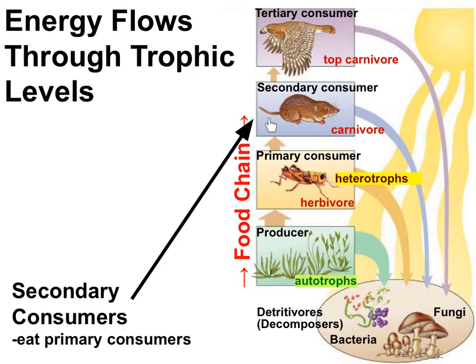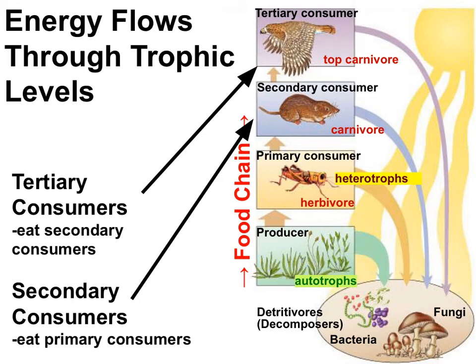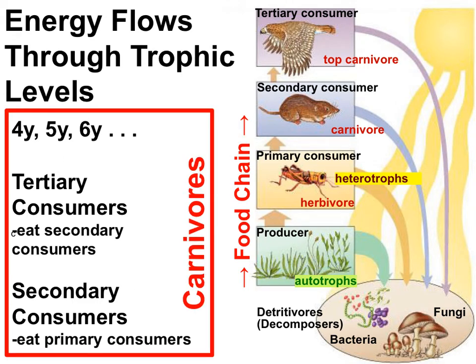Secondary consumers, like this mouse right here, are heterotrophs that eat primary consumers for food. Tertiary consumers are heterotrophs that eat secondary consumers for food, like this hawk eats these mice. And this pattern can go on, with quaternary consumers eating tertiary consumers, fifth-level consumers eating fourth-level consumers, and so on. One point to remember is that all consumer levels, secondary consumers and up, are carnivores.